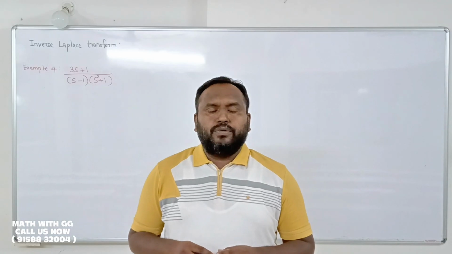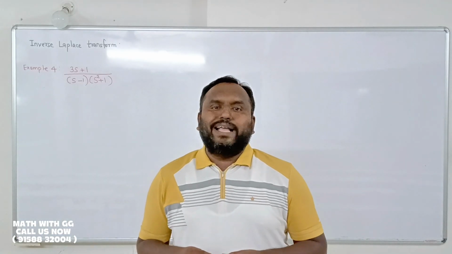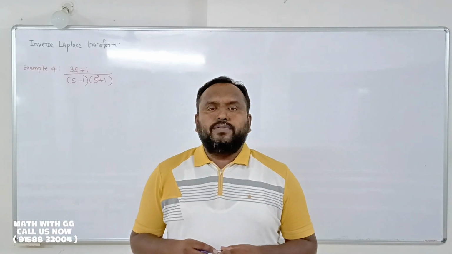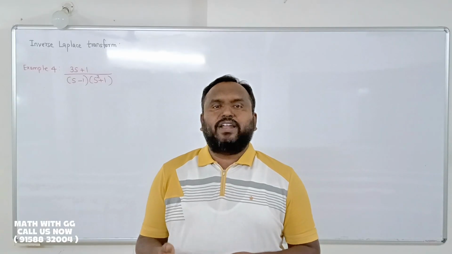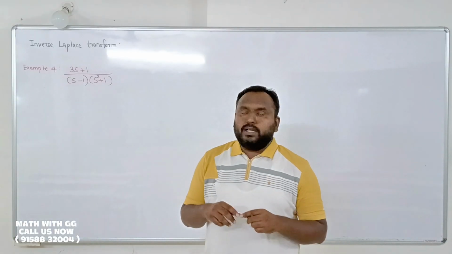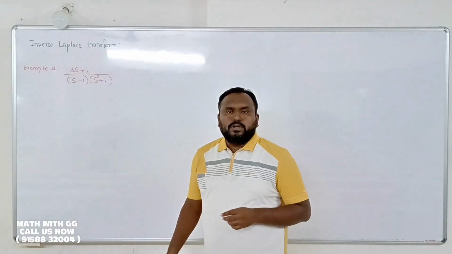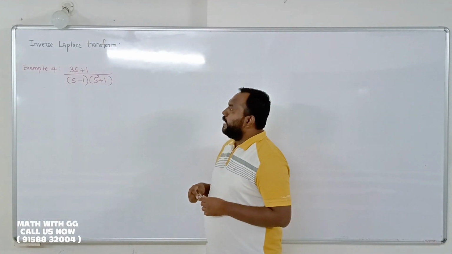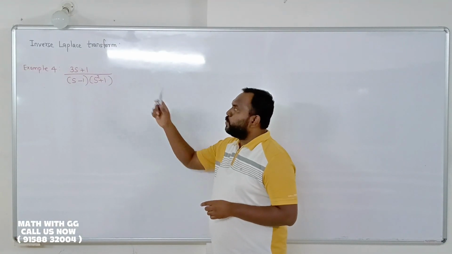In this part, we will solve the examples of inverse Laplace transform using partial fractions of case number 2 and case number 3. Let's begin with example number 4: (3s plus 1) upon (s minus 1) into (s square plus 1).